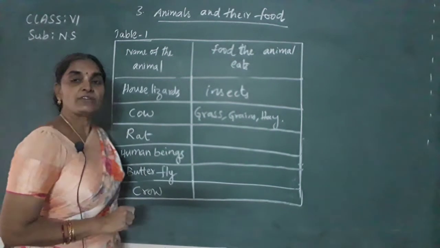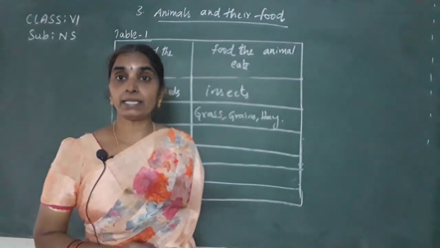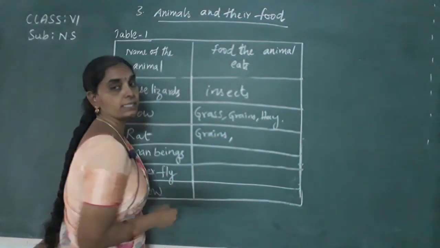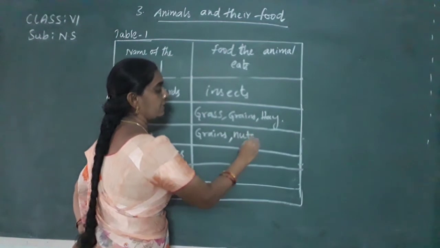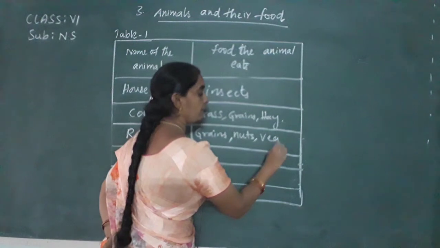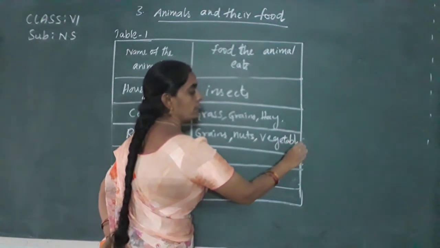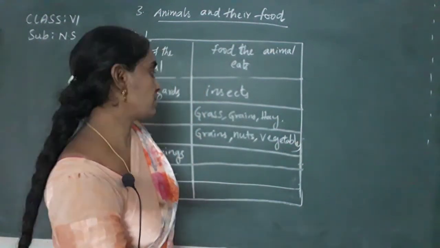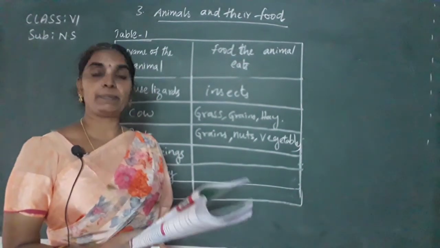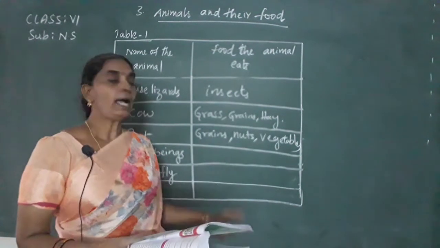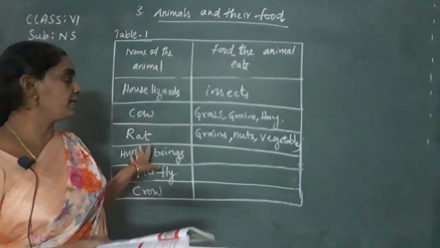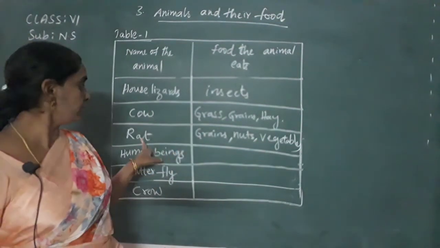Next, rat. If you see the rat, what does the rat eat in your house? Sometimes it eats grains, isn't it? Rat eats grains, nuts, and also some vegetables at your home. Yes or no? Yes, rats are mostly depending on the grains. See the table number 1 of page 22 and complete the remaining as it is. Okay, so grains, fruits, seeds, nuts, everything will be eaten by the rats.